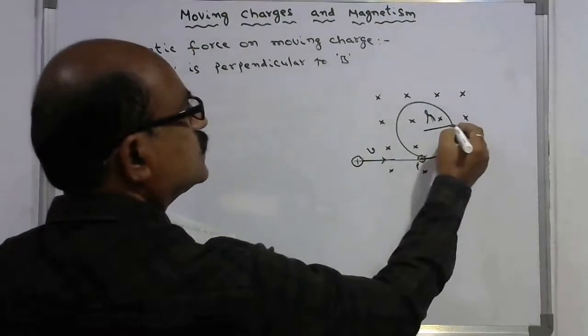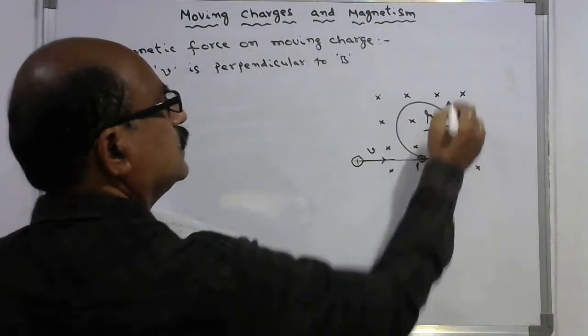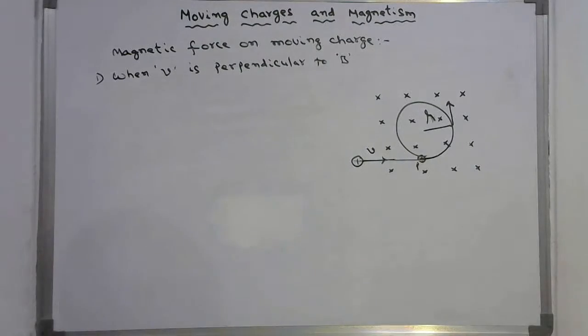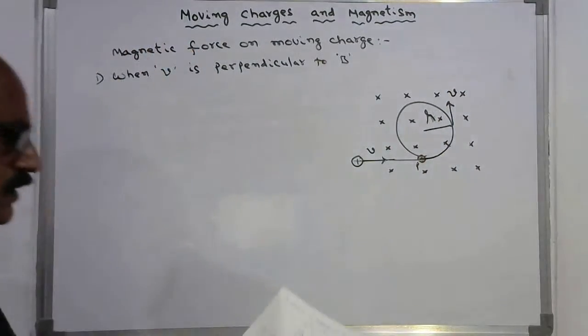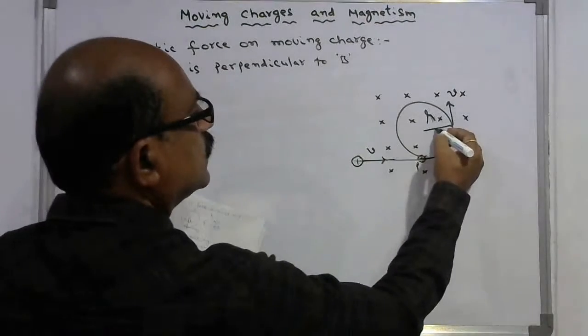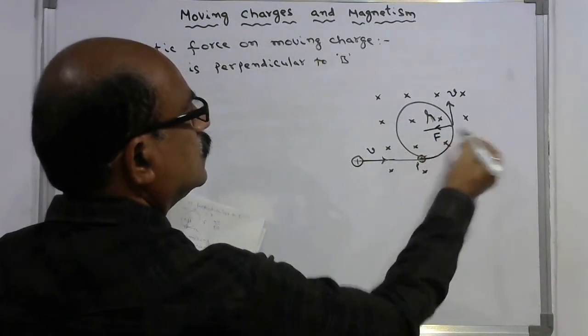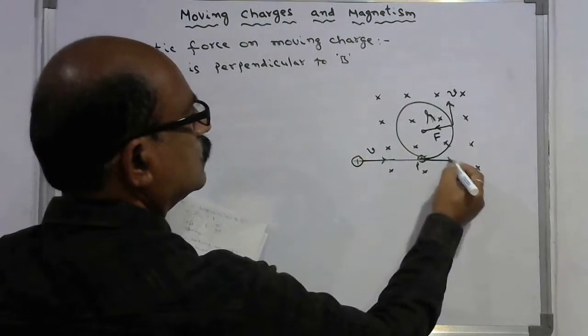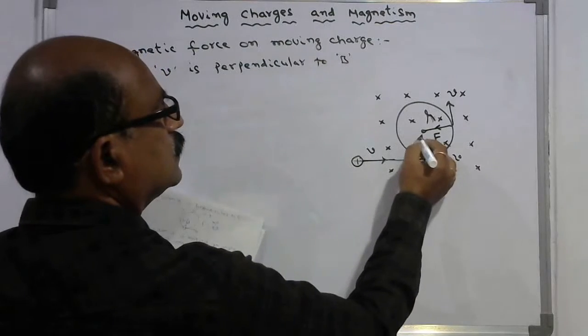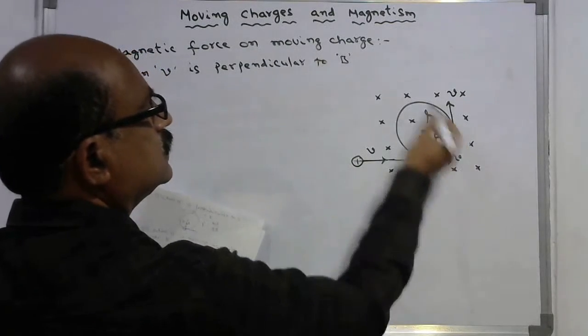So at any instant, this is the direction of velocity at this particular position, and the force will be experienced towards the center of the circle. So this is how the velocity and the force will act in this direction.